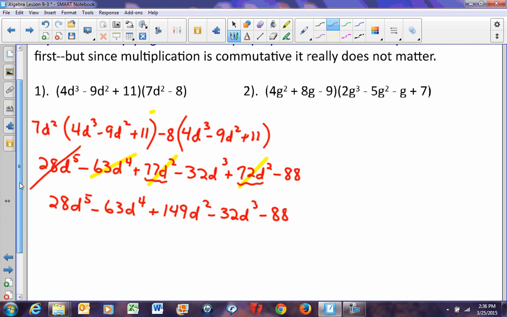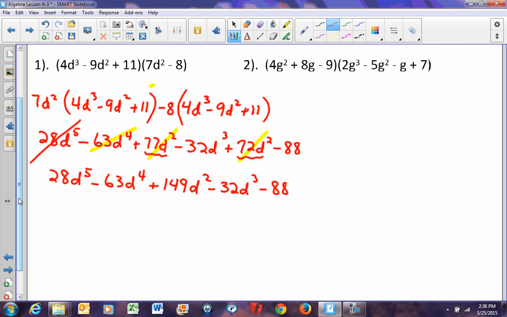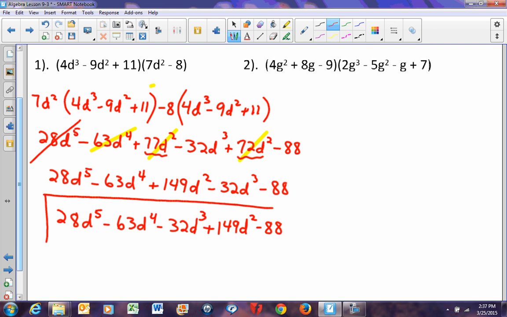I didn't keep it in standard form. I went 5, 4, 2, 3. So I have to write it as 28d to the fifth minus 63d to the fourth minus 32d to the third plus 149d squared minus 88. Then it's in standard form. It goes in descending order of a variable, in this case, d. Try number 2 on your own.